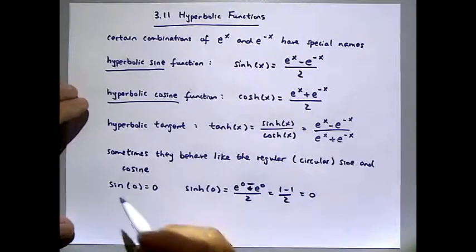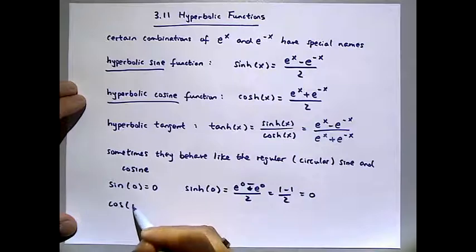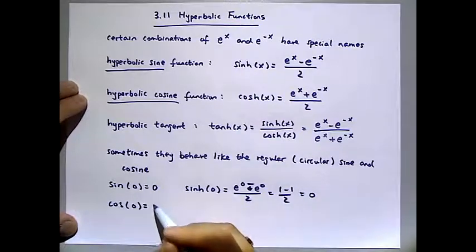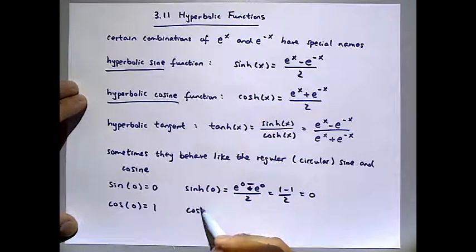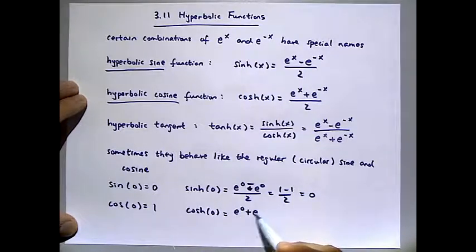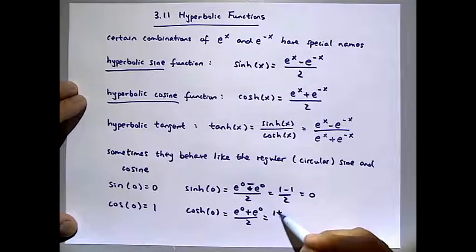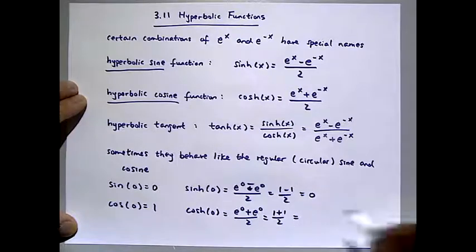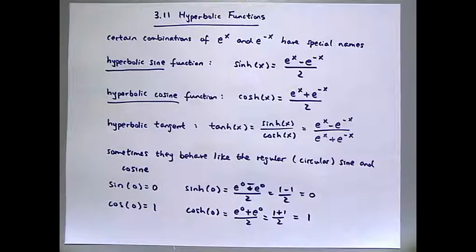Same thing with the hyperbolic cosine. Circular cosine of 0 is 1. And you can see the hyperbolic cosine of 0 is e to the 0 plus e to the 0 over 2. That's 1 plus 1 over 2, and that's a 1. Right? So they behave like their circular counterparts in some respects, but not all. The first major difference shows up in their derivatives, and we'll take a look at that.